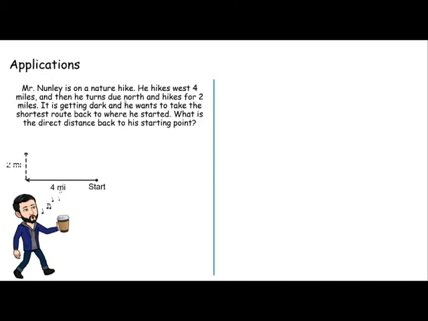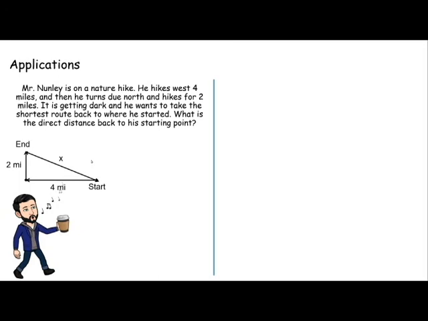And then he turns due north and hikes for 2 more miles. It's getting dark. He wants to take the shortest route back to where he started. If that's my ending point, the shortest route would be a straight line. What is the direct distance back to his starting point? Notice, since I was going west and I turned to go north, that is a right angle, or a 90-degree turn, which means I can find my distance using the Pythagorean theorem.